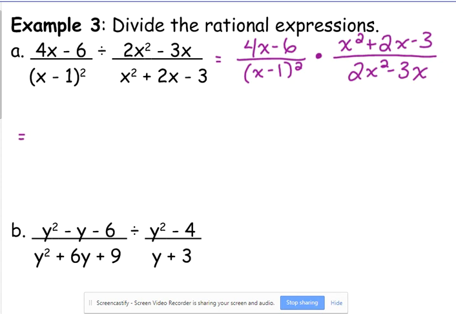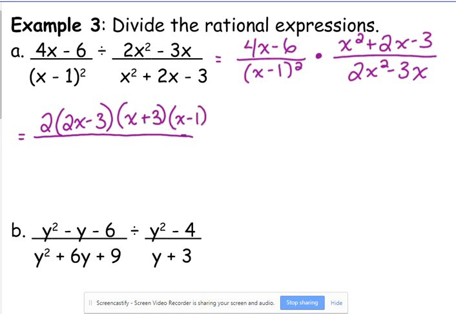Simple, right? So, 4x minus 6, GCF of 2, 2x minus 3. Well, I'm just going to keep going across my numerator here. X squared plus 2x minus 3, that would be x plus 3 times x minus 1. Denominator, x minus 1 squared is x minus 1 times x minus 1. I'm going to write that out so it's a little bit more clear when I'm canceling things.